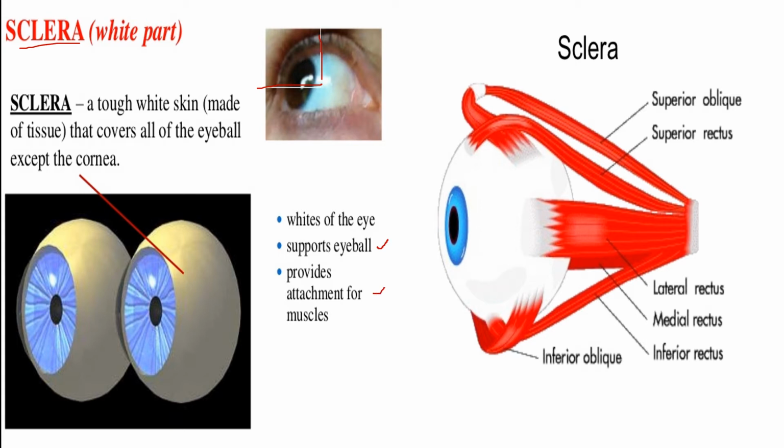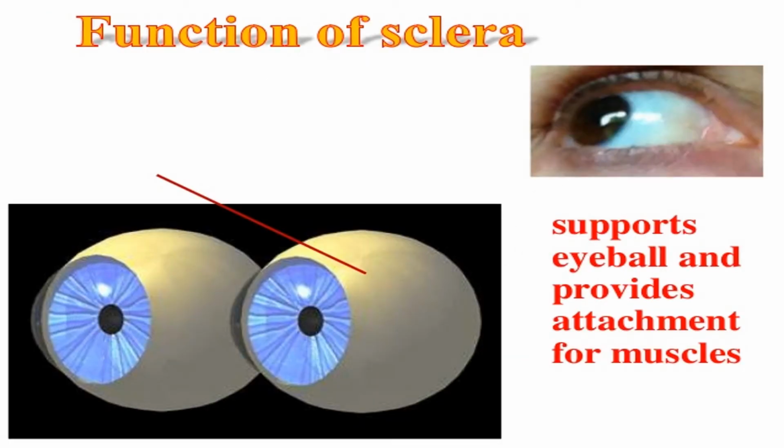Now you can see here the sclera is attached by the superior oblique muscle, superior rectus muscle, lateral rectus muscle, medial rectus muscle, as well as the inferior oblique muscle. They are attached to the outermost part of the eye and they are responsible for movement of the eye in all directions. The function of the sclera is that it supports the eyeball and provides the attachment for muscles. And this layer is made up of dense connective tissue, mostly collagen fibers and fibroblasts.